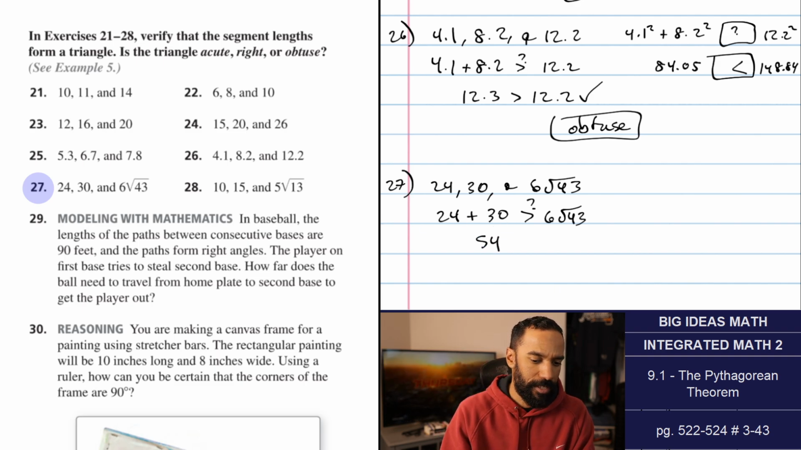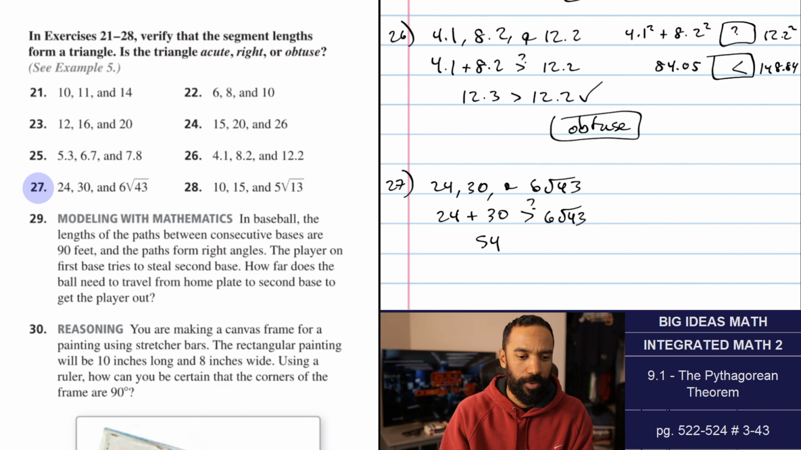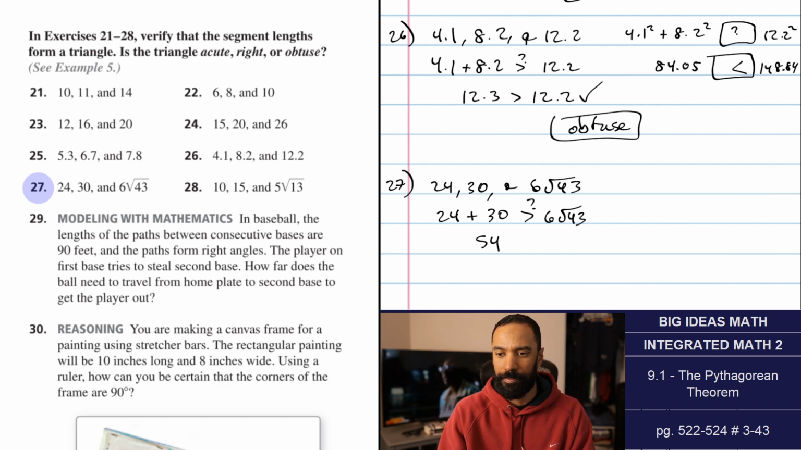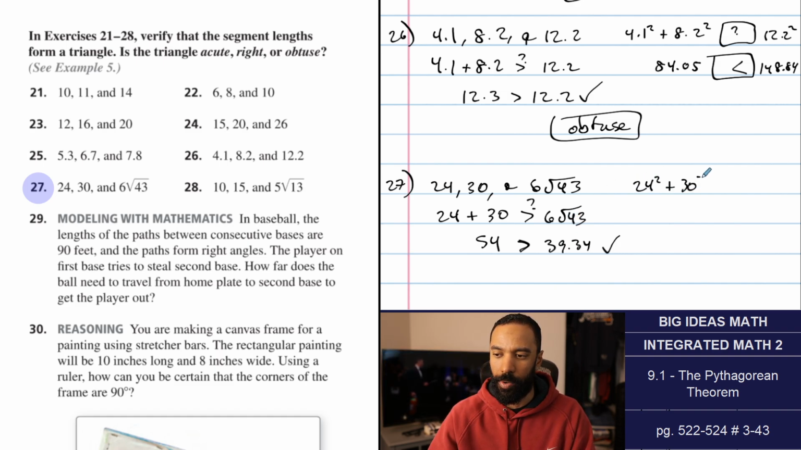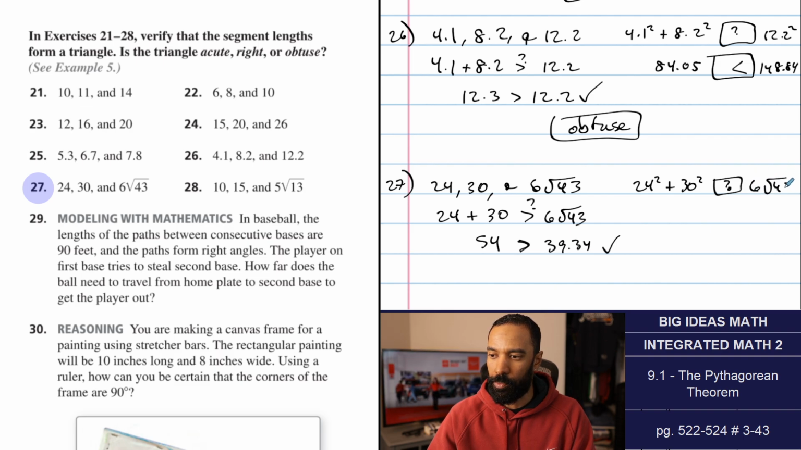6 root 43, let me compute that. 6 root 43 is 39.34, etc. It is greater than on that side, one plus the other greater than the third. Now that is the longest side. 39.34 is greater than 24 and 30. But these added together is greater than, which is what you want in a triangle. Let's try 24 squared plus 30 squared and compare that, unknowingly, to 6 root 43 squared.